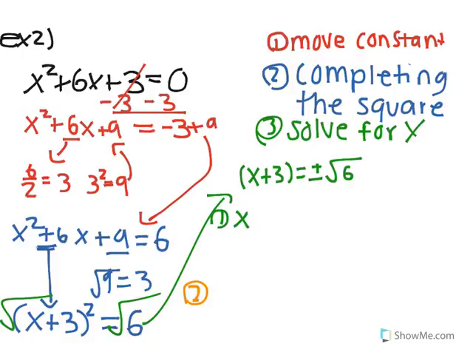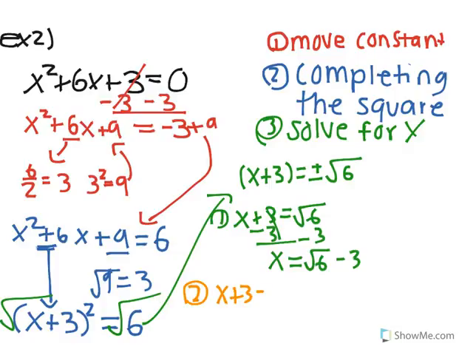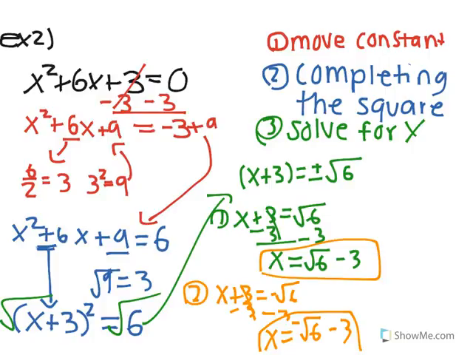x plus 3 is equal to, I'm going to do the positive square root of 6. So subtract 3 from both sides. I do the same thing down here. That eliminates the 3, and I get x equals square root of 6 minus 3, and x equals negative the square root of 6 minus 3. And those are my answers. You can check those by plugging them back into the original equation, and you would probably want a calculator to do this one because of the radical.